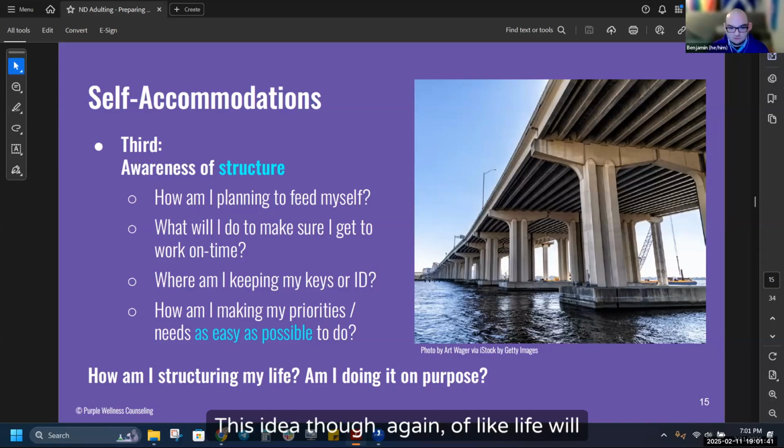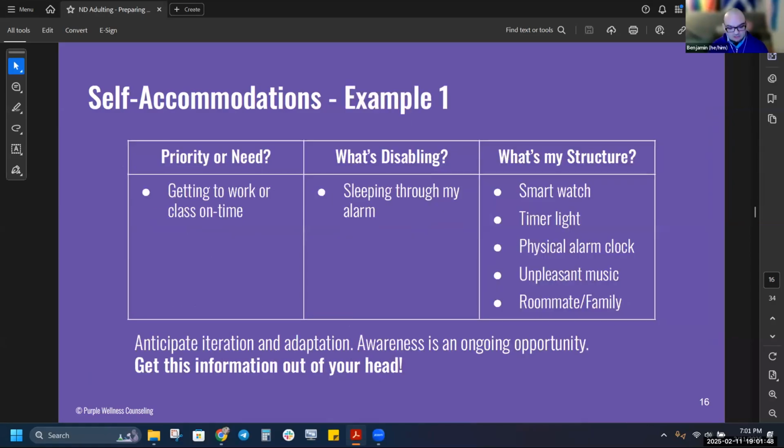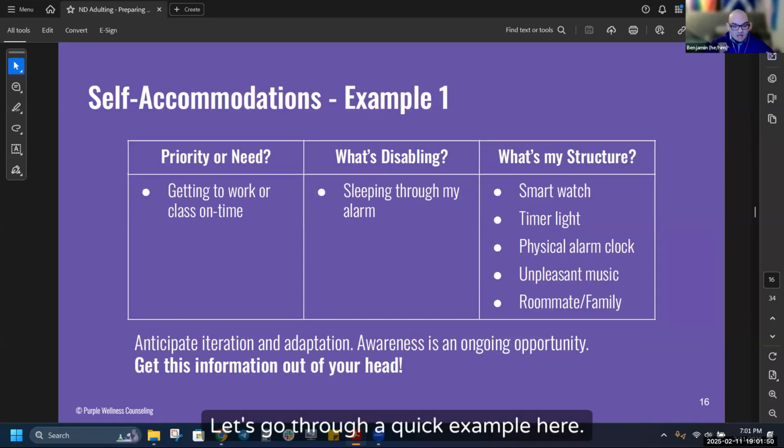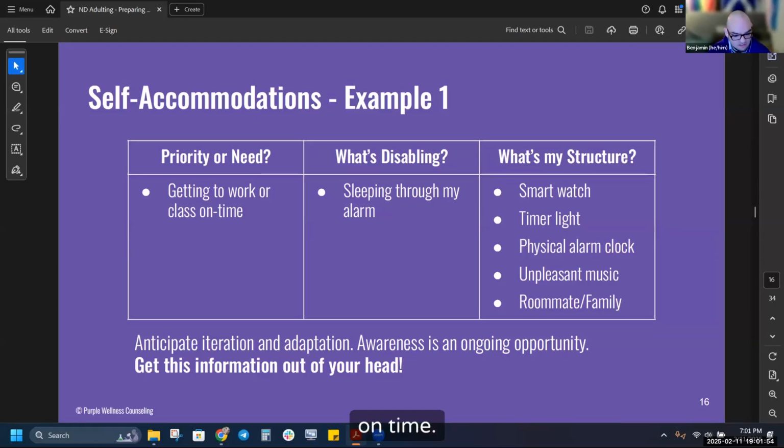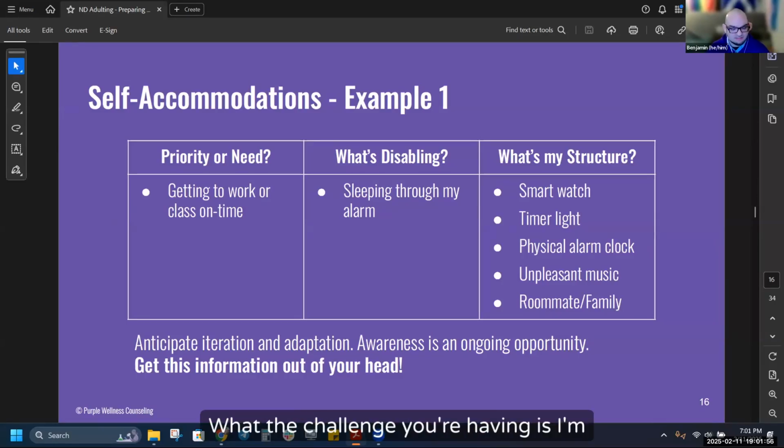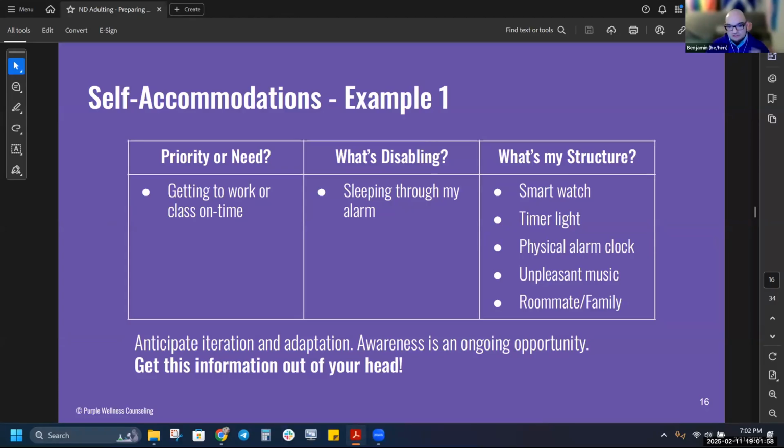This idea, though, again, of life will structure itself if we don't do it purposefully. So what in our lives are we doing on purpose? Let's go through a quick example here. Again, maybe the priority or need is to get to work on time. So what is disabling, the challenge you're having, is I'm sleeping through my alarm. So what are the things we could do about that?